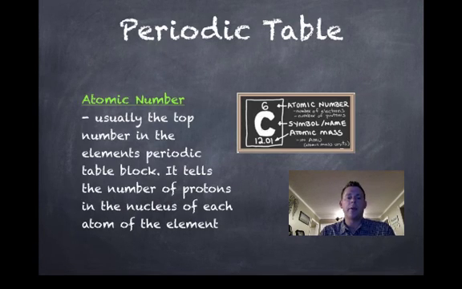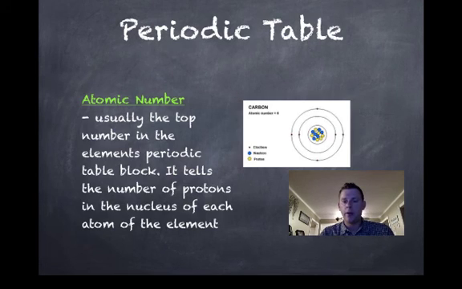Okay, the periodic table. Let's start with the atomic number. It's usually at the top on the element block. It tells you the number of protons in the nucleus. It also tells you the number of electrons. So it tells you protons and electrons. Okay.